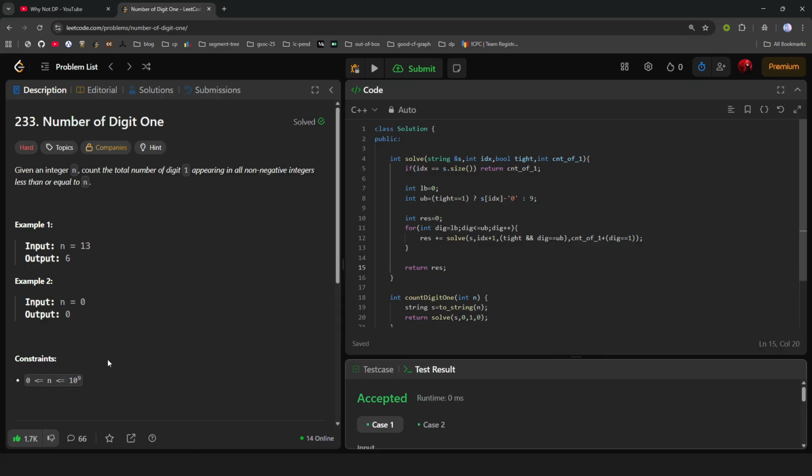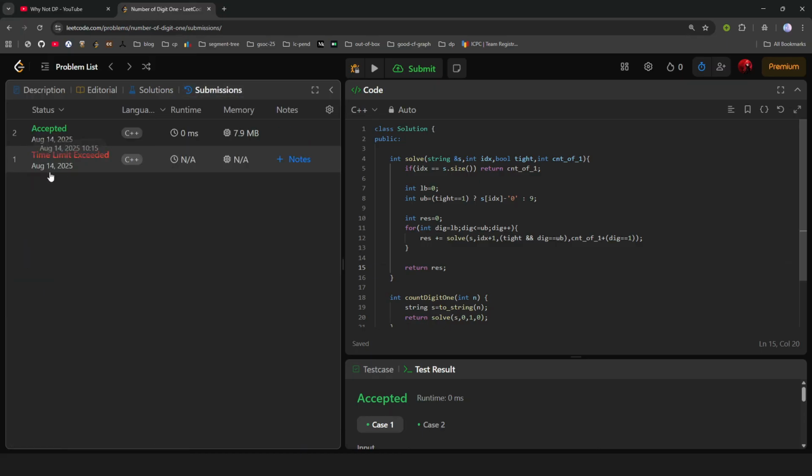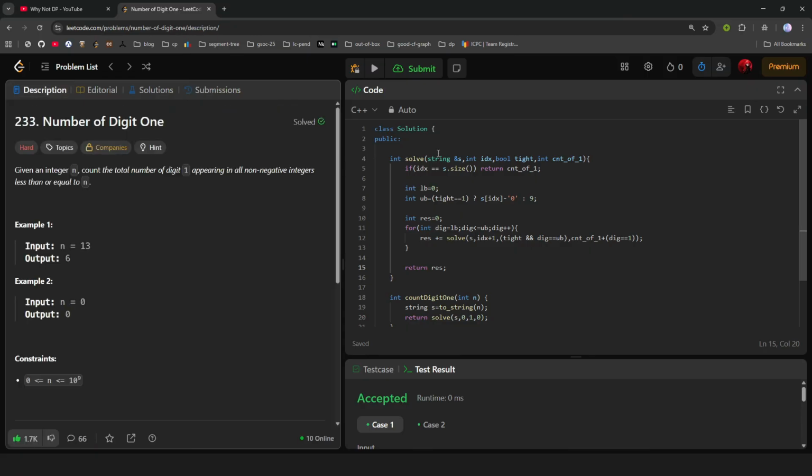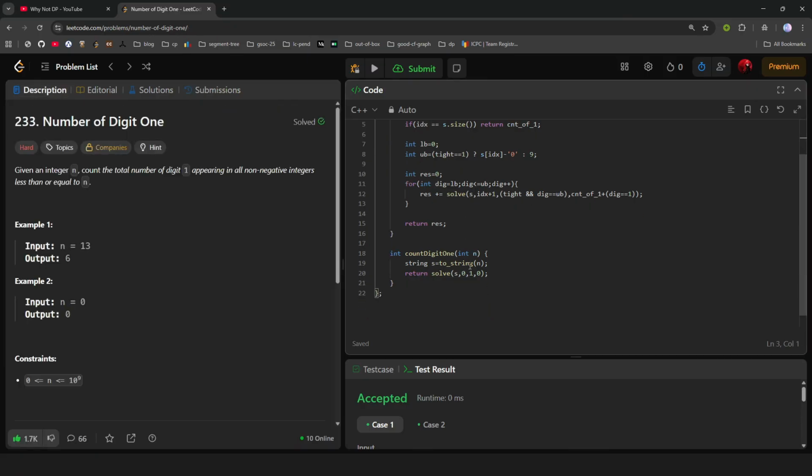But there is one problem. Since the constraint is very high, it means that we have to memoize it. This recursive solution will definitely give you a time limit exceeded, right? And it already gave when I submitted, so that's why it is important to memoize. So let's memoize it quickly.